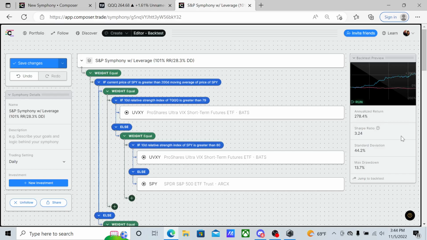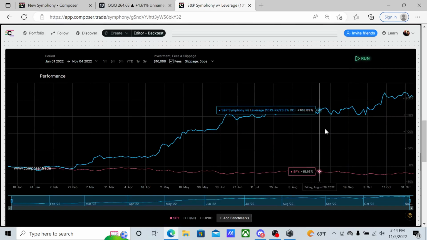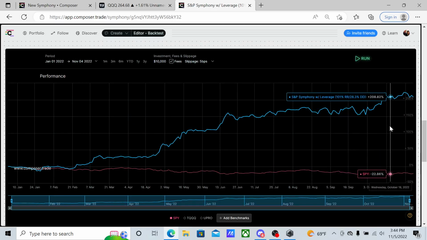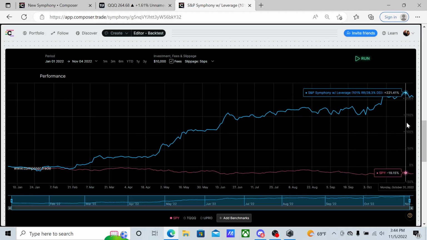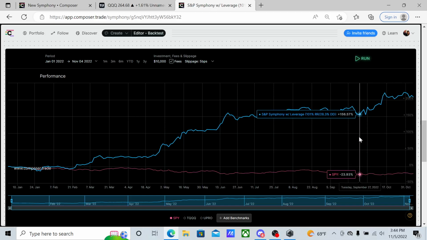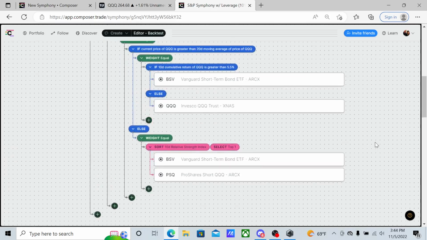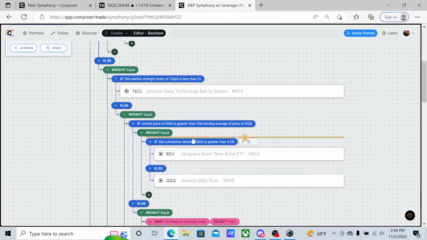Yeah, so that brought it to 278. So it is helping. The cumulative returns rule is helping a little bit. So I think it's helping to sort of act as a take profits. You know what I mean? But so, something like that.